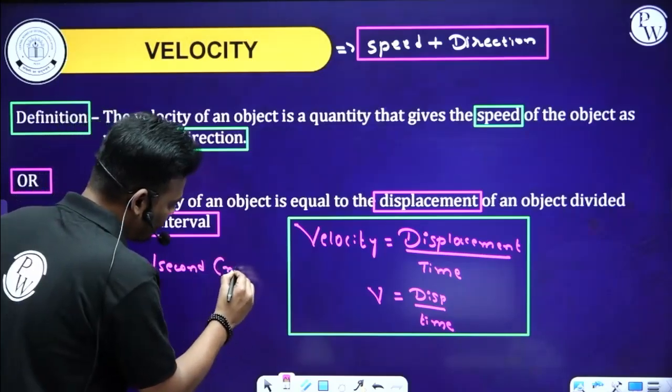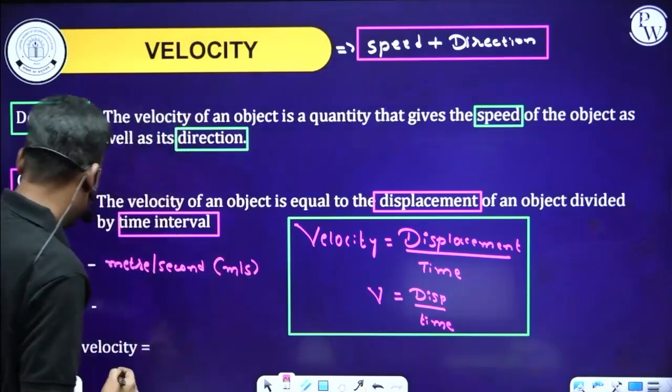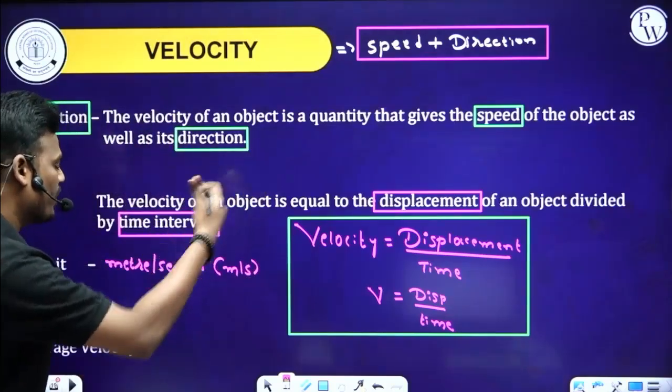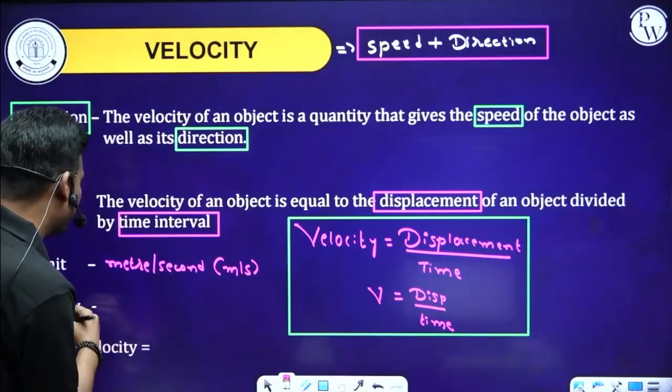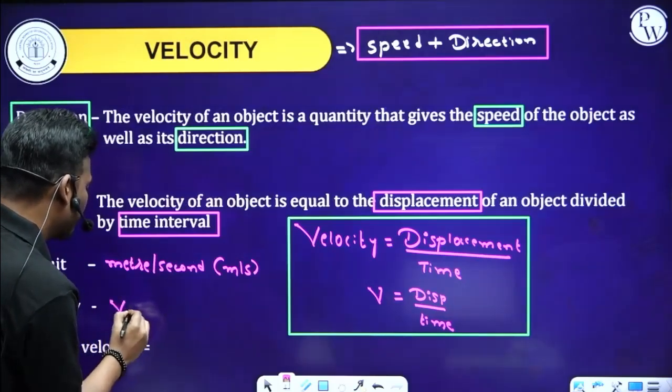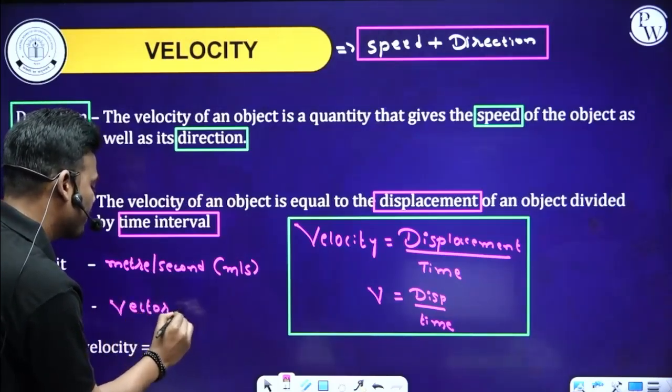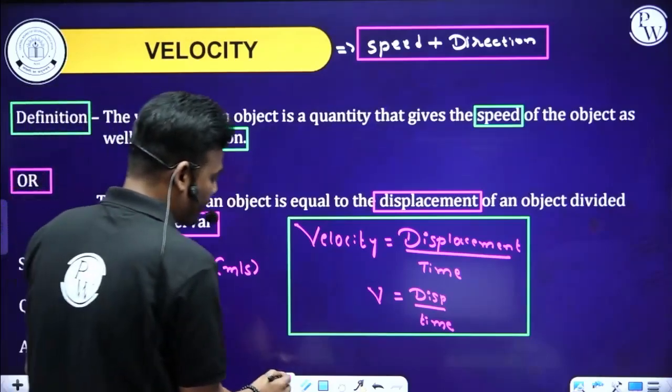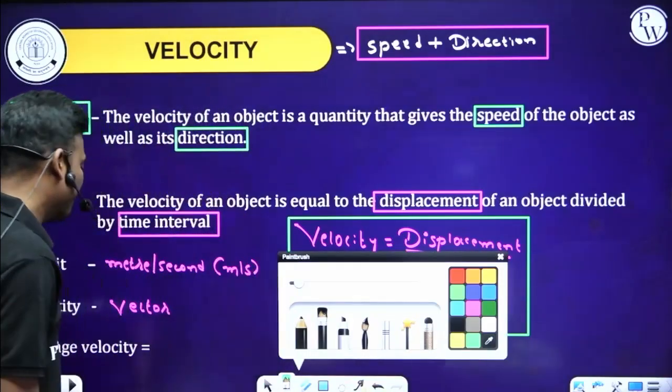Symbolically, how do you write? Meter per second. Okay, and as the quantity depends on a direction, you can write it as a vector instead of a scalar, as it depends on magnitude and direction. And the last one, average velocity.